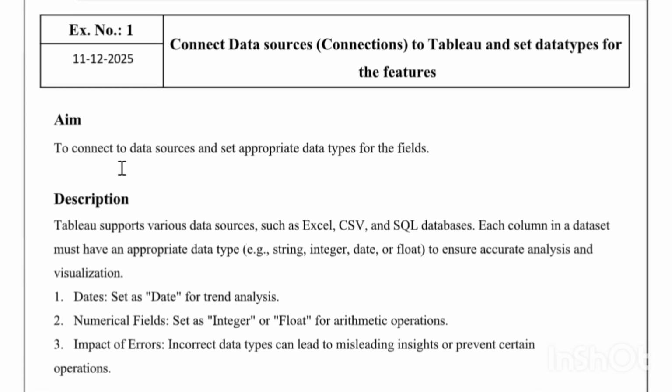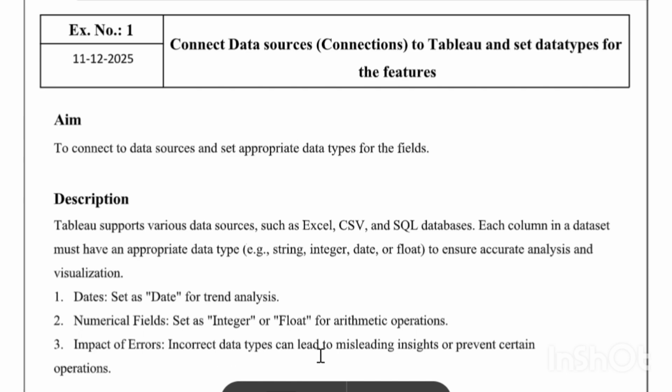I will explain my work on experiment 1 in Tableau, which is about connecting data sources and setting the correct data types. The main aim of this experiment is to bring a dataset like an Excel or CSV file into Tableau and make sure that each column is recognized with the proper data type. This step is very important because Tableau needs to know whether a column is a number, a date, or text in order to perform calculations and create visualizations accurately.